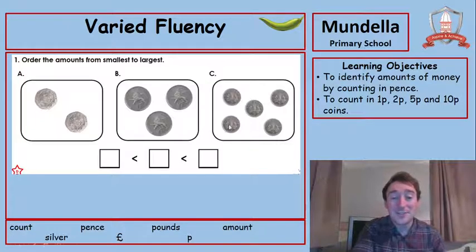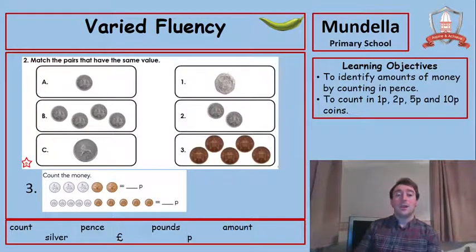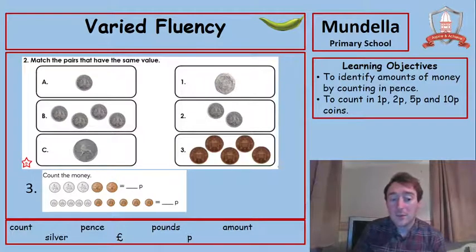So if you want to try the green question, pause the video now and write down the amounts in your books with the correct signs in those places, okay? And then once you're ready, unpause the video and we'll check your answers. 3, 2, 1, now.